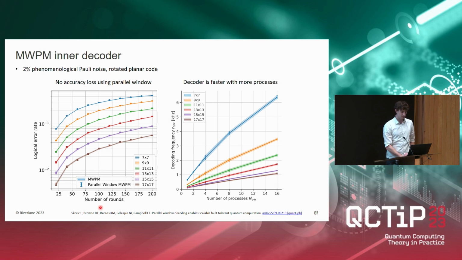So as we increase that number of rounds, we again look at the logical error rate comparing the global decoder with the parallel window decoder. And we see that the points and the lines correspond. That tells us that there is no noticeable drop in logical accuracy using this method as opposed to the global decoder. The advantage is, however, that we can increase the number of processes that we have, and that roughly linearly increases the decoding frequency.